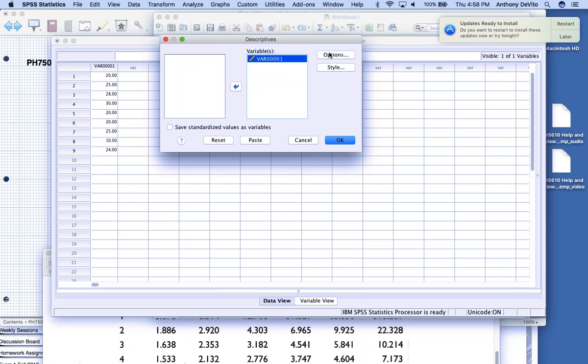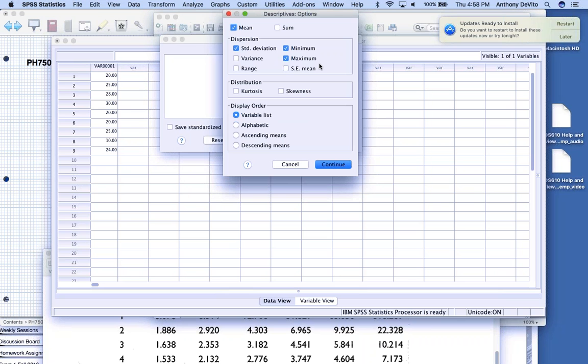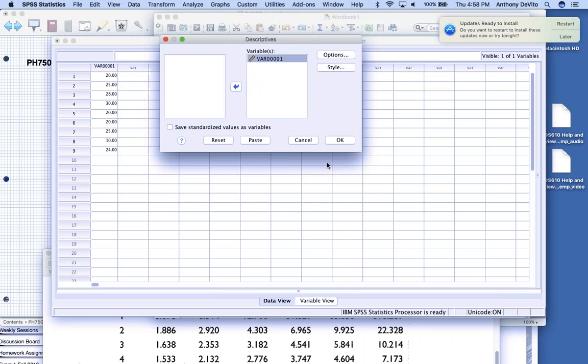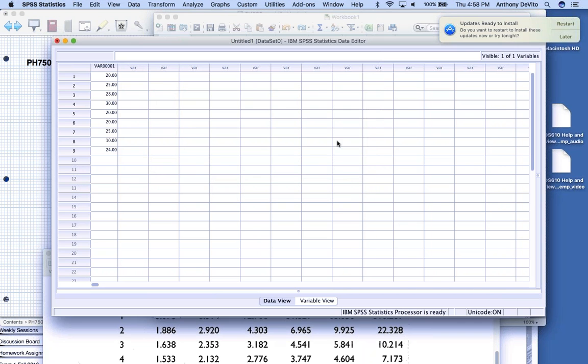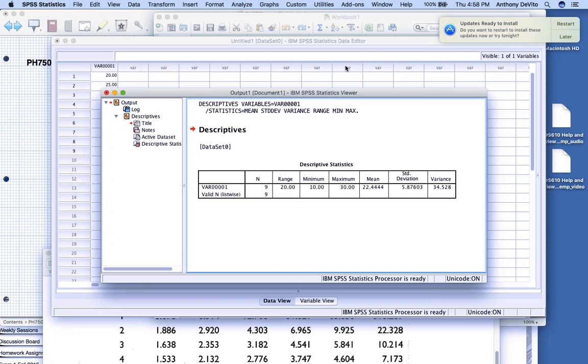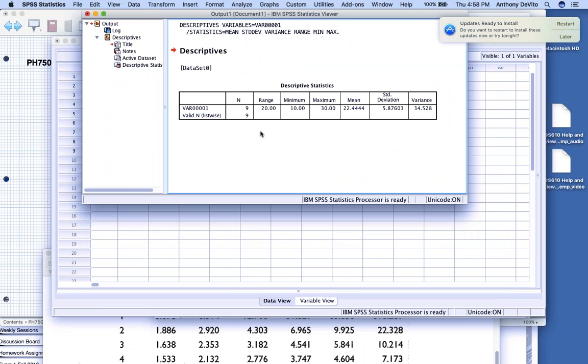So I'm going to click Options. Right? And I'm going to look at what it's going to calculate. Right now, it's going to calculate the mean, the standard deviation, the variance, range. I'm going to click a few other things on. And I'm going to say OK, and then say OK, go ahead and do the calculation. OK, so here's what it calculates.